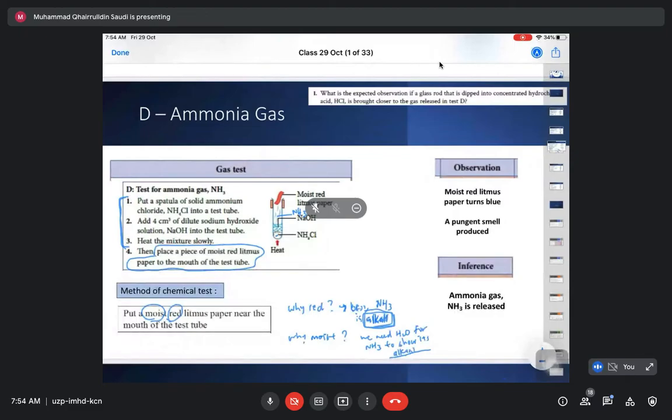Okay, we have learned this. It is the first thing we learned in this chapter, the role of water. So if there is no water, the ammonia gas cannot ionize into hydroxide ions. So hydroxide ions are not present. When hydroxide ions are not present, the red litmus paper won't turn blue, because it cannot show its properties. So we need to have water. So we moisten the red litmus paper. Clear?